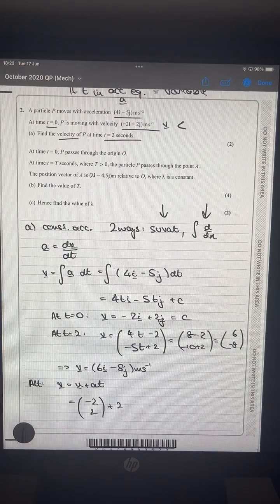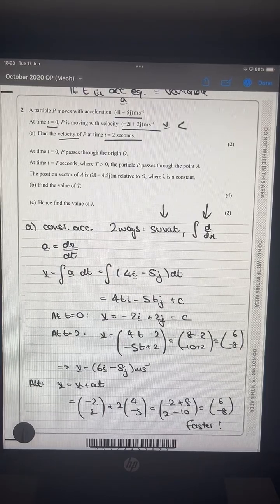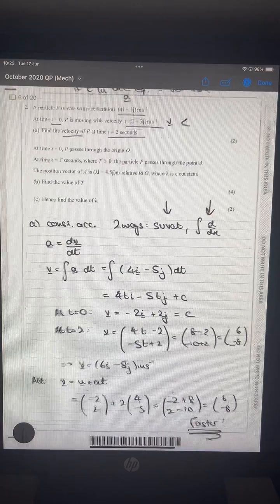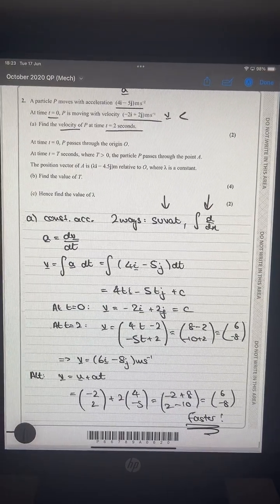Plus acceleration is 2, the time is 2, and acceleration is 4, minus 5. If I just multiply through and add my normal vectors, I get this. And what do you know? You have 6, negative 8. This is much faster. This is what I recommend you do in these type of questions. This is the 2020 paper for mechanics.